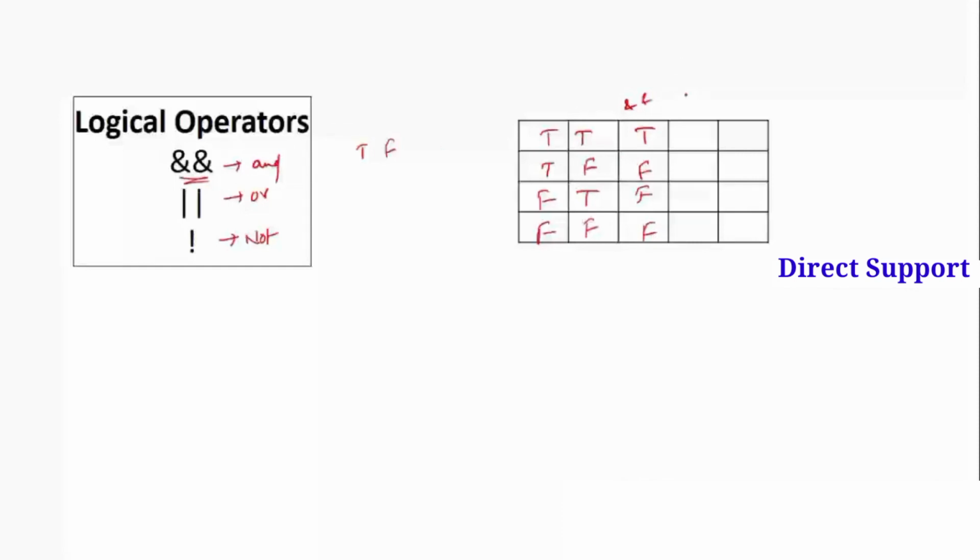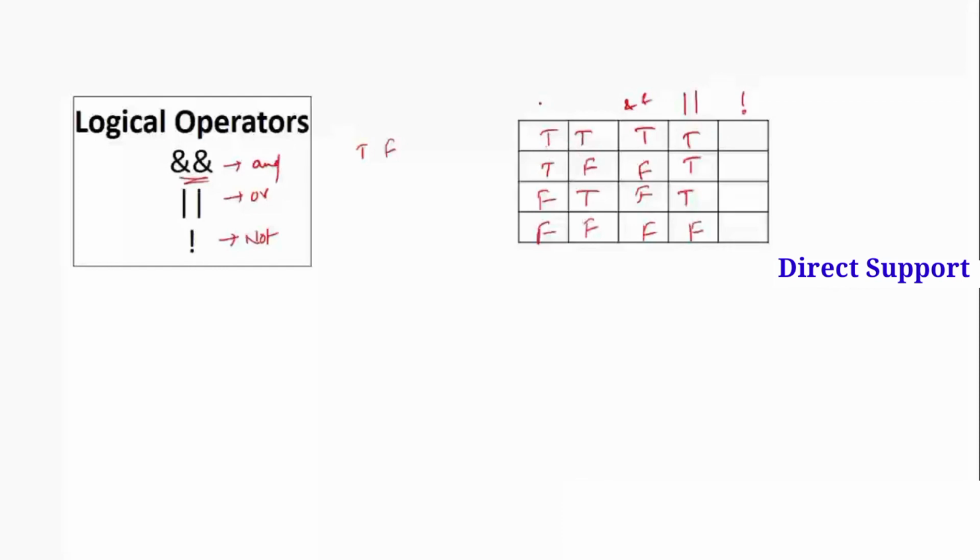So what about logical OR? If both are false, then only it is false, right? If any one is true, I can write it as true. What about NOT? If there is true, it will become false. If there is a false, it will become true.